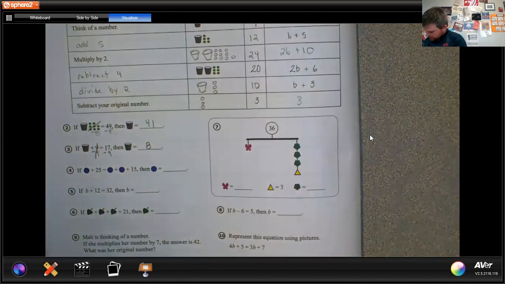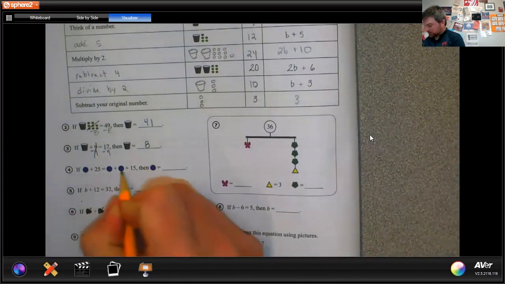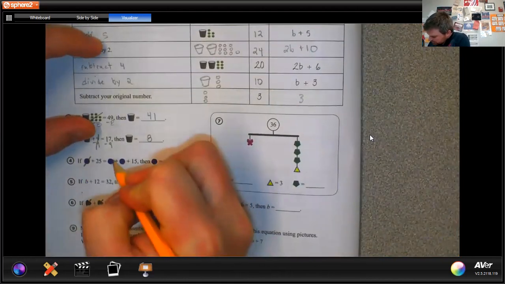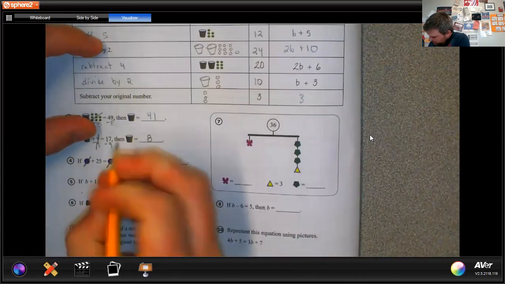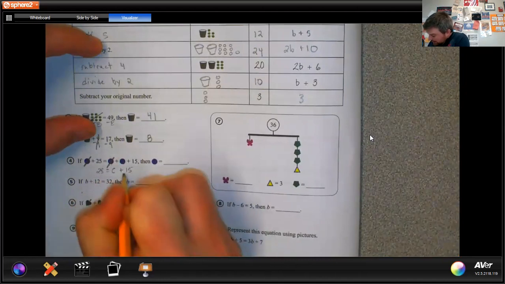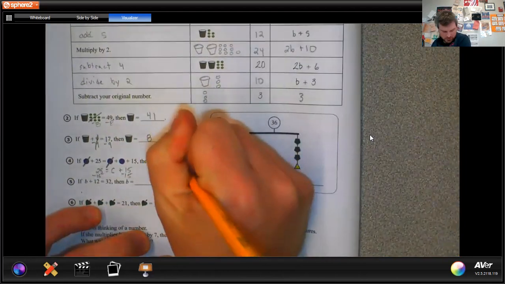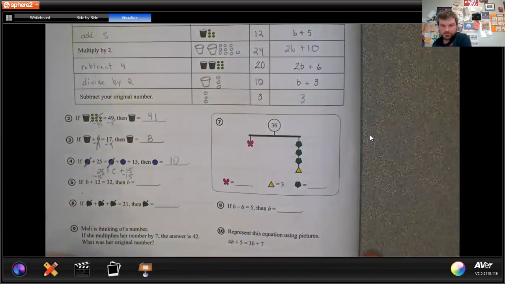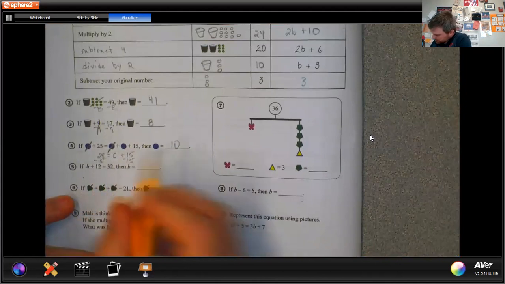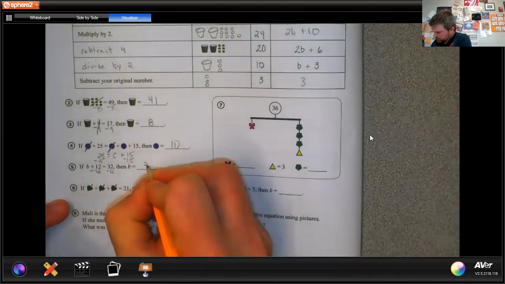If a circle plus 25 equals a circle plus 15, then how much is a circle? All right, we can cancel a circle and cancel a circle. So we got 25 equals a circle plus 15. So if I minus 15, 25 minus 15 is 10. So that is what your circle is going to equal. If b plus 12 equals 32, then b equals, so minus 12. And 32 minus 12 is 20.